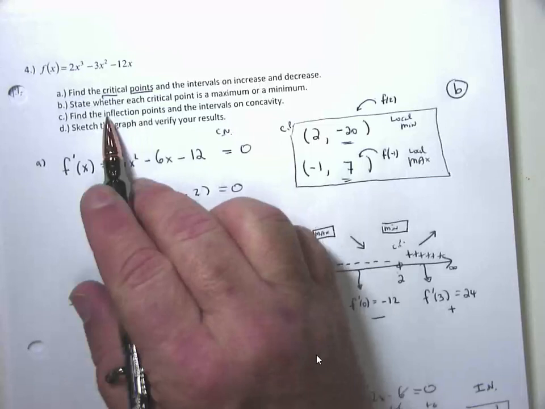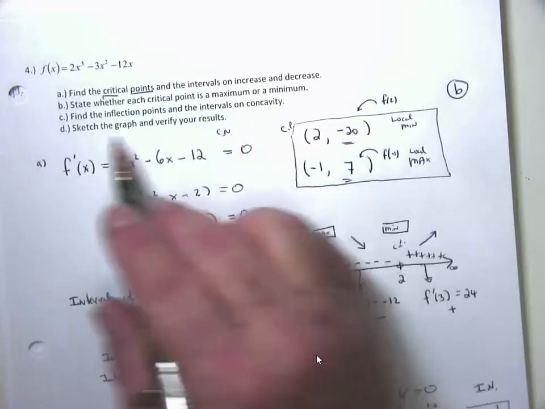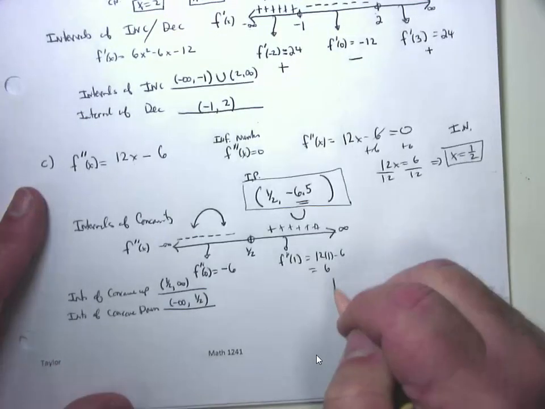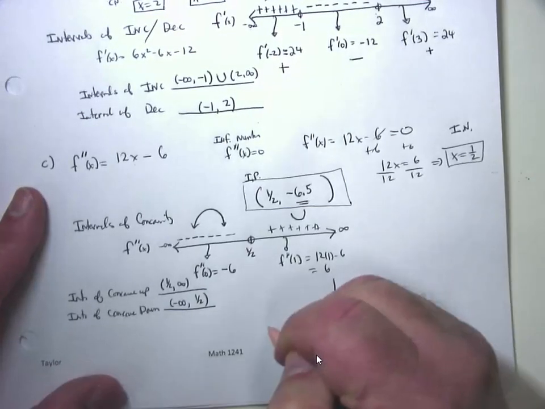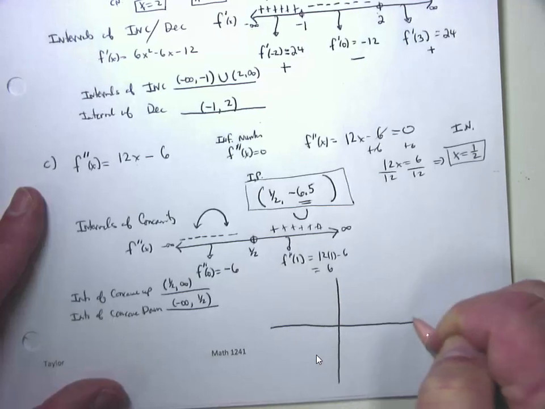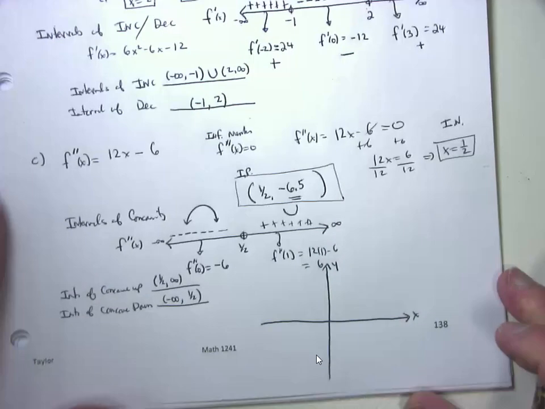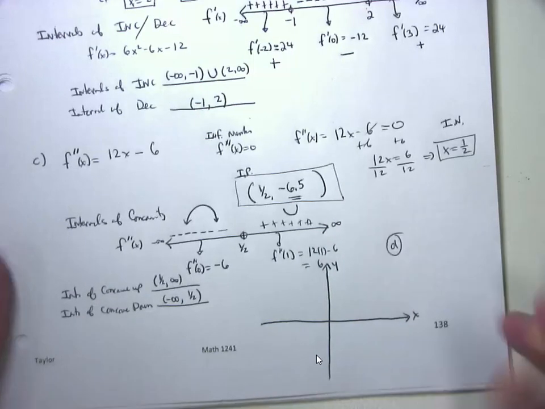So, I have found the critical point, an inflection point, and the intervals of concavity. Now, I want to graph this guy. Left myself just enough room to graph him over here. And this is a very general sketch. So this is part D. We're going to graph this thing.